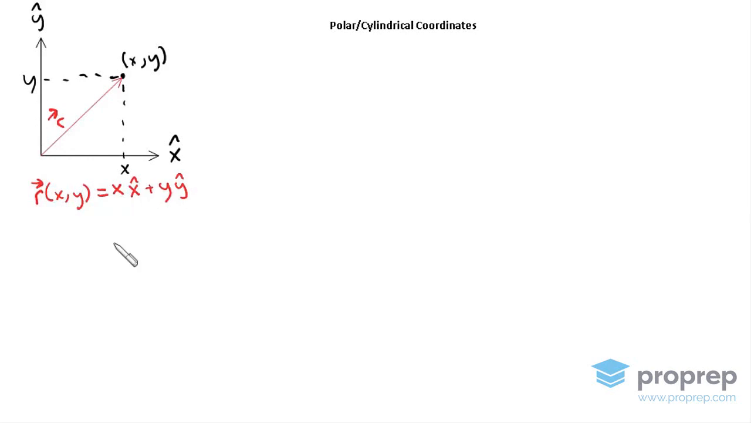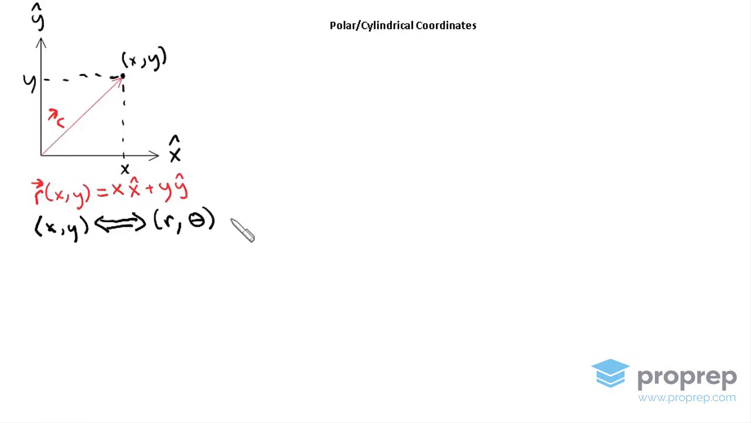Now keep in mind that any position vector can be described this way. It can be described as the position vector that goes to the point xy, or as the position vector with the magnitude x in the direction of x and the magnitude of y in the direction of y. So we've seen that we can describe this point using the variables x and y, but we can also describe this point using two other variables interchangeably, using the variables r and theta.